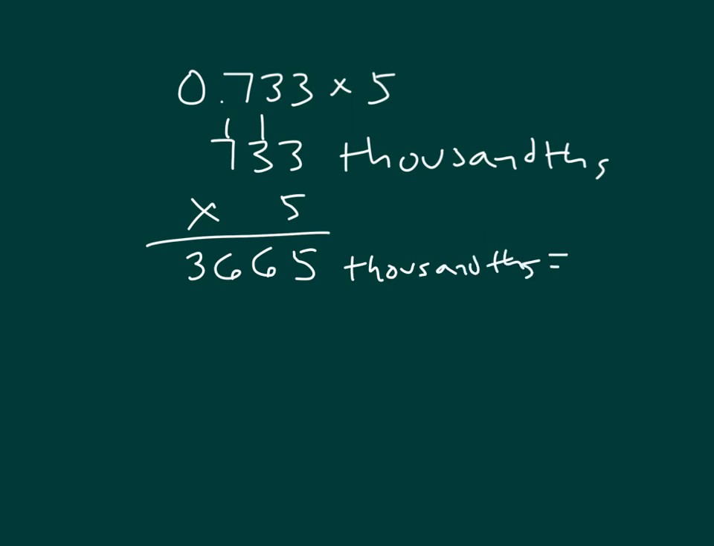which equals 3.665, where I'm placing my decimal point correctly for my product. This does make sense in that this decimal's closest whole number is 1, and 1 times 5 is 5.